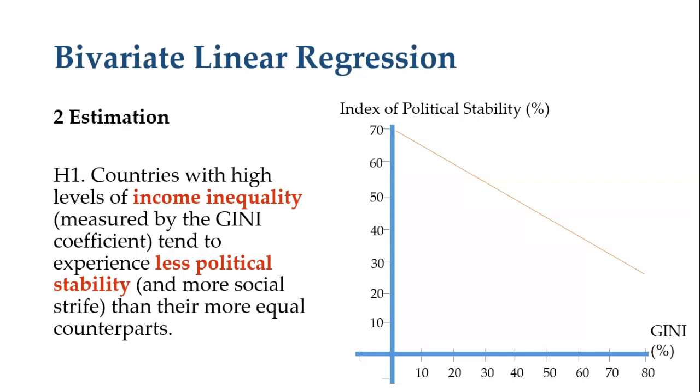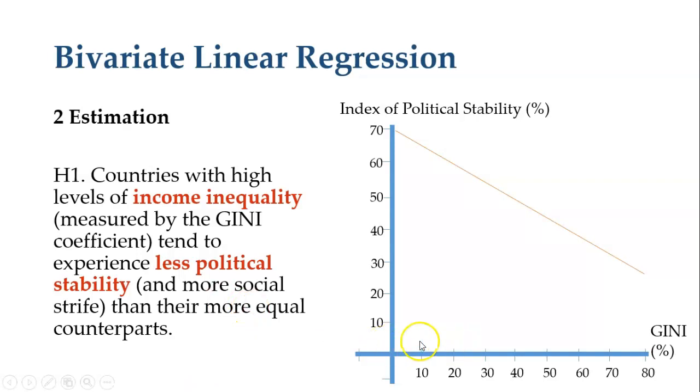Imagine that we want to know the relationship between income inequality and political stability, or the absence of social strife or conflict, okay? And we have this hypothesis. Countries with high levels of income inequality measured by this Gini coefficient tend to experience less political stability and more social strife than their more equal counterparts.